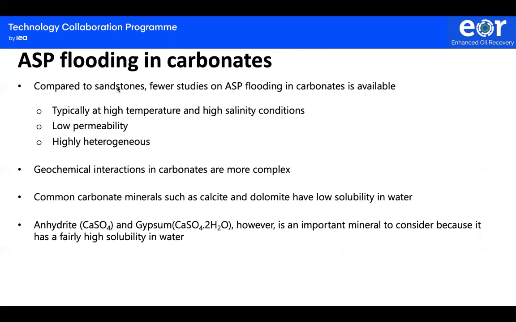Now, most of the previous studies were performed in sandstone. However, some studies have recently been performed in carbonates, and that is because carbonates are typically at higher temperature and higher salinity. It is challenging to find surfactants that can work under these conditions. They have low permeability, they are highly heterogeneous, and they have a complex mineralogy. Particularly, although calcite and dolomite are not very soluble, anhydrite is fairly soluble, and that makes it difficult for ASP flooding to apply to carbonate reservoirs.